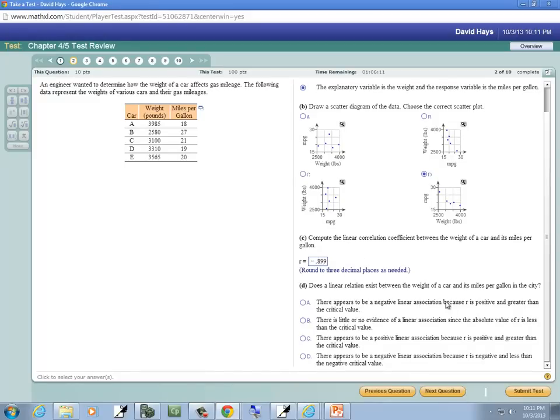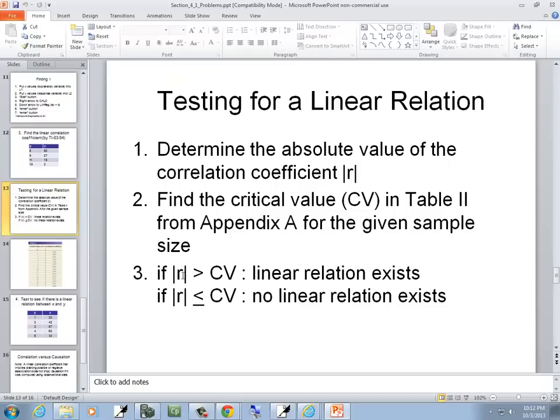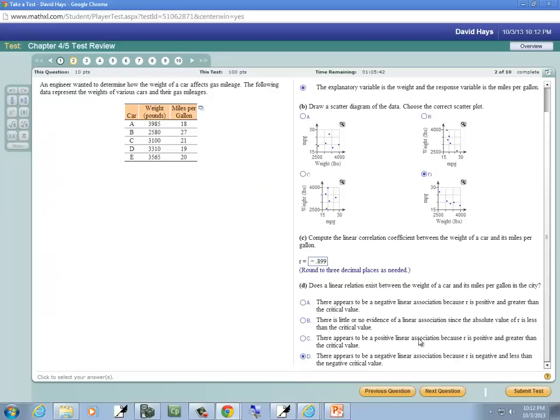Okay. Let's see. R is positive. That's not true. There's a little no. Okay, there appears to be a positive linear. It's not positive. There's a negative because R is negative and less than the negative critical value. It's kind of a bad way to put it, but I know what they're saying. But it still goes back to this right here, where you're comparing the absolute value of R to the critical value. Okay, next question.